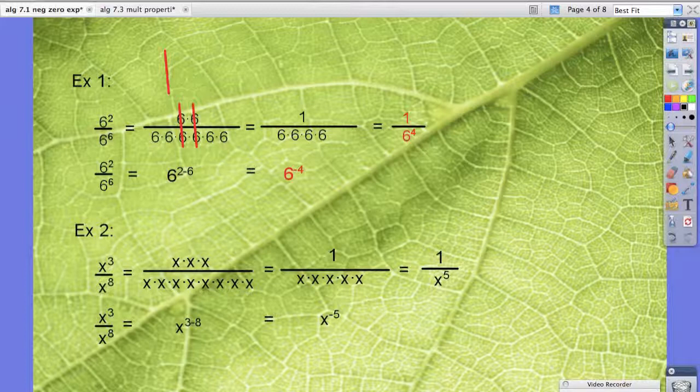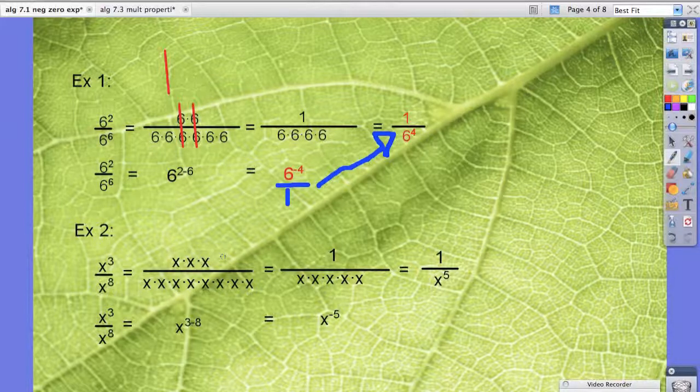Now remember, because this 6 is on the numerator of our fraction, and it has a negative exponent, it means that we take the reciprocal, or we move it. So it would go from 6 to the negative 4th power to 1 divided by 6 to the 4th power. So we didn't flip or take the reciprocal of the entire fraction, we just literally moved the 6 because that has a negative exponent.